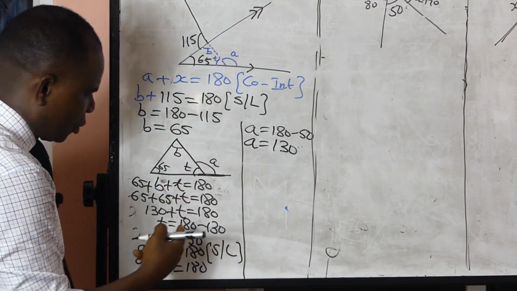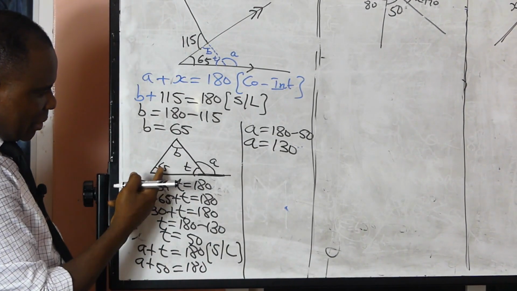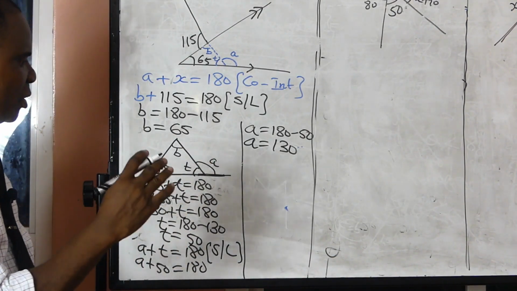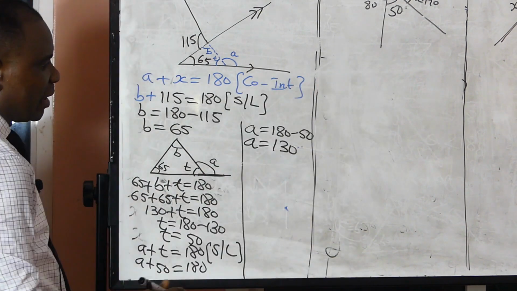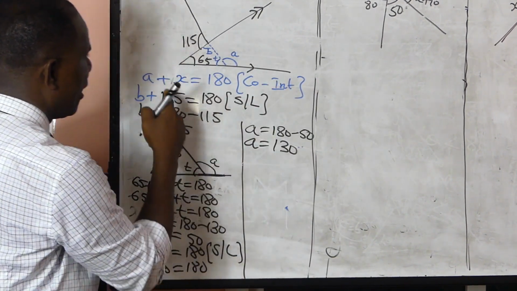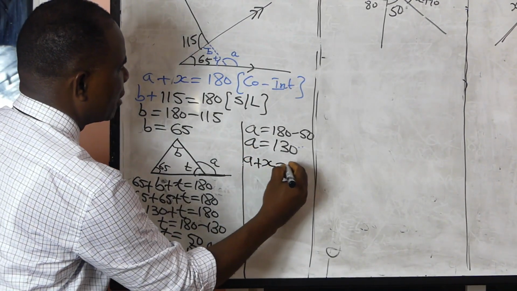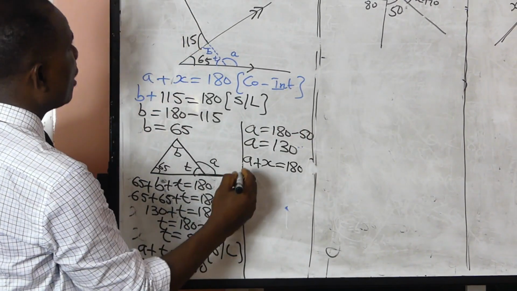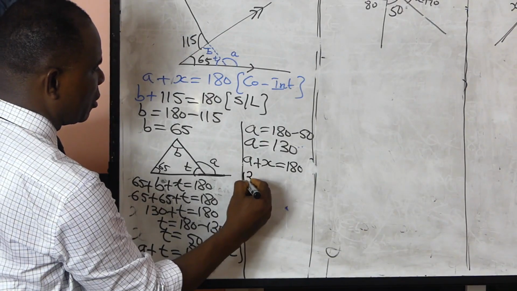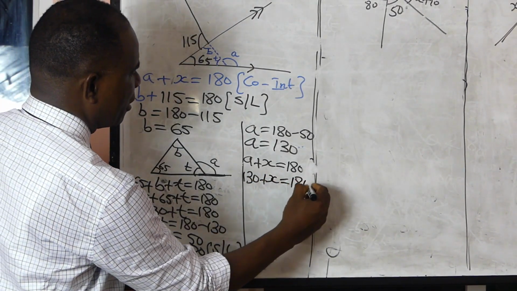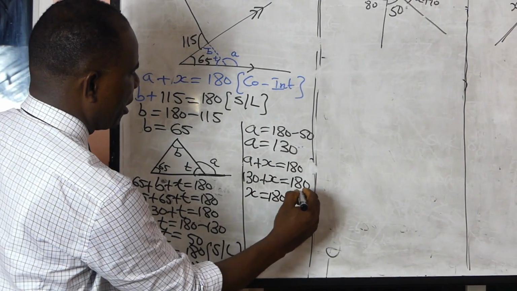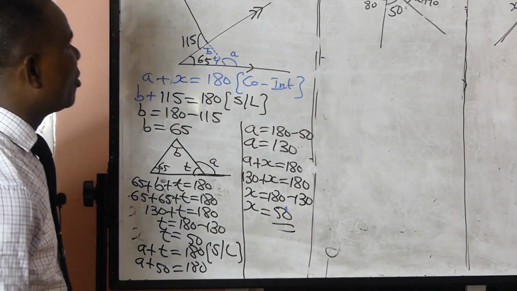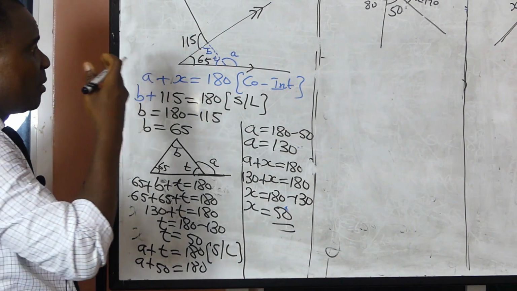So if I had gone the short way, I would get that 130 for A, because 65 plus B, which is 65, 65 plus 65 must have given me A. That was a shortcut that I was supposed to take. But nevertheless, let's just continue there. A and X have a connection. So A plus X is equal to 180. That is co-interior, already established here. So now we are looking for X: 130 plus X is equal to 180. So X is equal to 180 minus 130. So X is equal to 50. Now you see, it's an acute angle, it must be small.